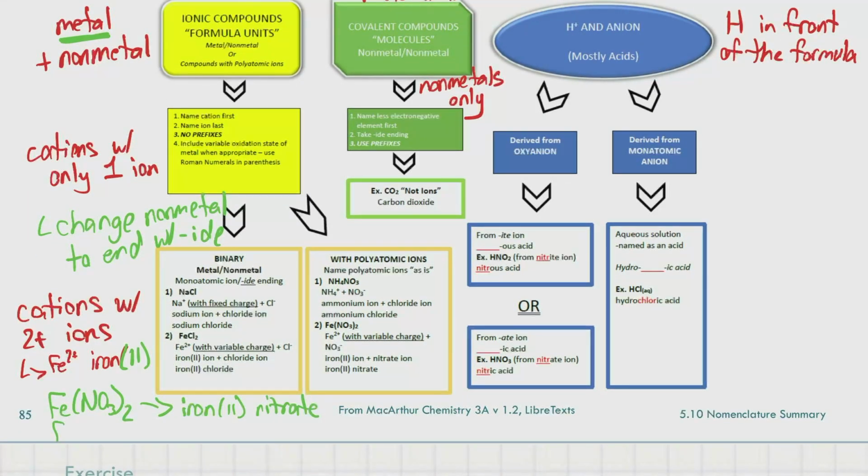An example of what that would look like, Fe3N2 would be iron(II) nitride. The IDE ending because it's just one nonmetal.